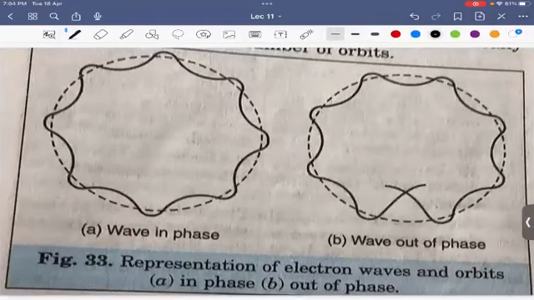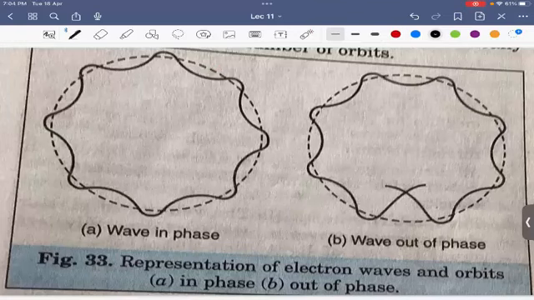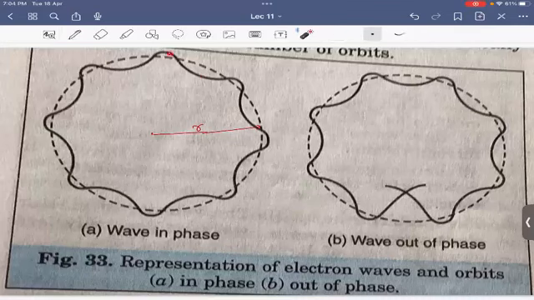So let us consider that the electron is moving in a circular orbit. Let's say this is the circular orbit of radius r. Consider an electron moving around the nucleus in the form of a wave. The wave train of electrons may be continuous. So this is an electron wave in phase, whereas this is an out of phase electron wave. This figure represents electron waves in an orbit, in phase and out of phase.